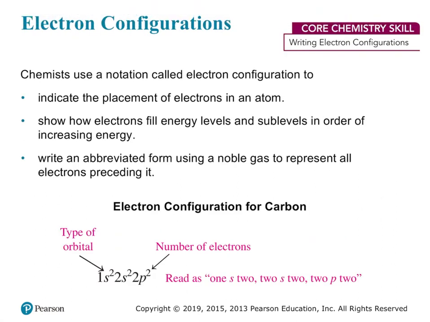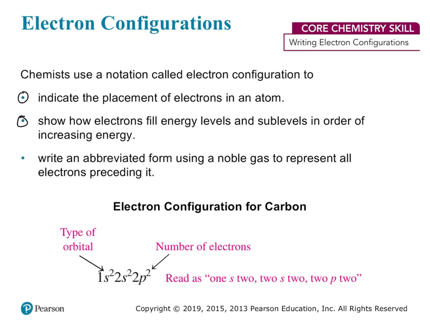All right, so this leads us to electron configurations. Electron configurations indicate the placement of electrons in an atom. This is going to be different from an orbital diagram because instead of drawing pictures of where electrons are, we're just going to write out some numbers and letters. These electron configurations also show how electrons fill energy levels and sublevels in order of increasing energy.